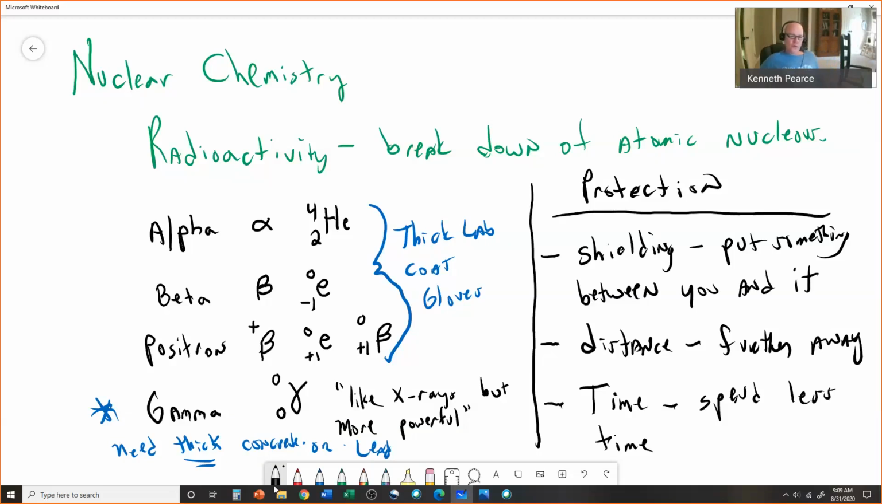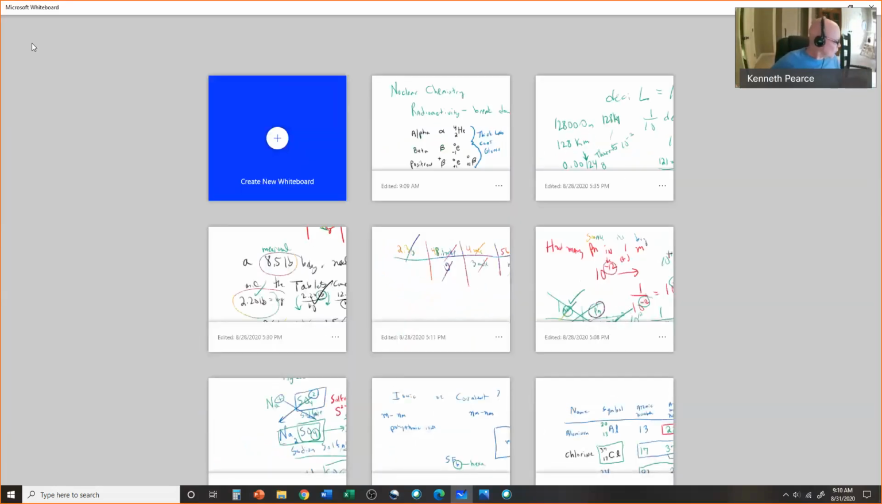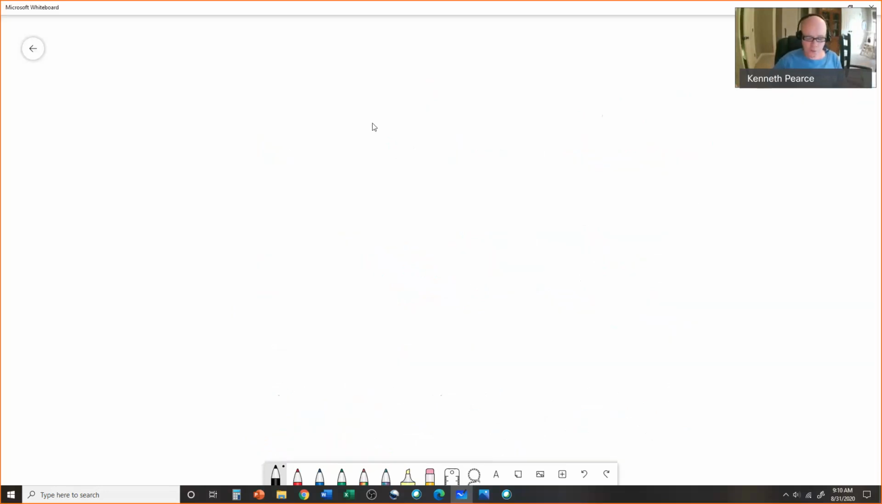So all of this here is very much flashcard worthy. You need to memorize the symbols with the name, and you also need to know the three ways of protecting yourself from radiation. Now, we need to be able to do nuclear reactions. This is our skill. So we have what are called nuclear reactions.